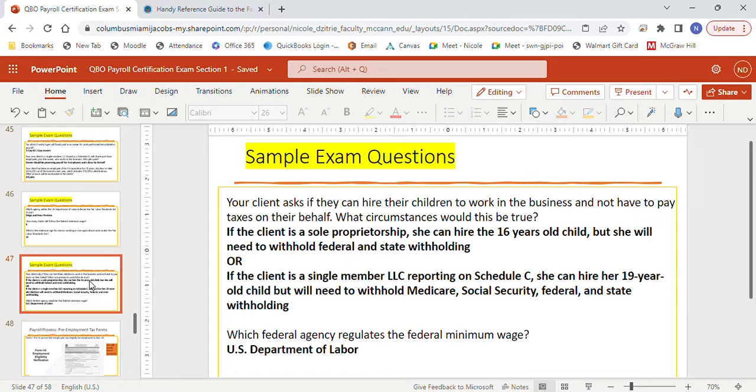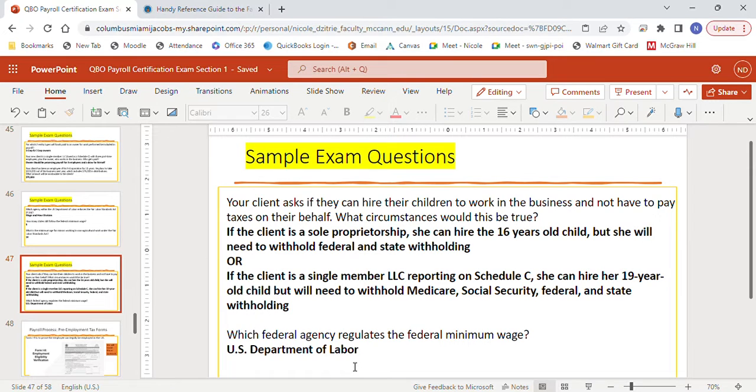Your client asked if they can hire their children to work in the business and not have to pay taxes on their behalf. What circumstances would that be true? If the client is a sole proprietor, they can hire a 16-year-old child, but will need to withhold federal and state withholding. Or if the client is a single LLC reporting on Schedule C, they can hire their 19-year-old child, but will need to withhold Medicare, Social Security, federal, and state. And the last question is, which federal agency regulates the federal minimum wage? That would be the Department of Labor.